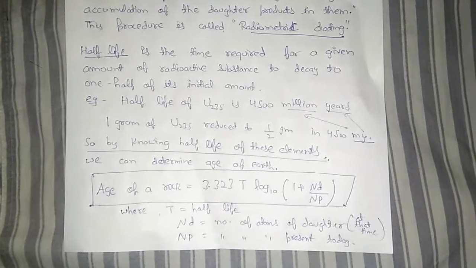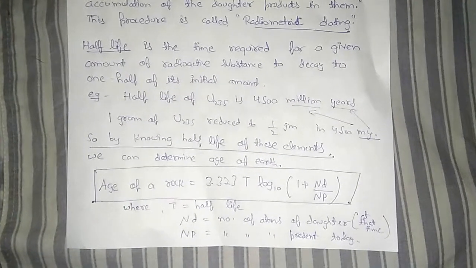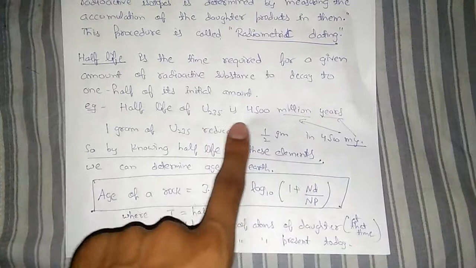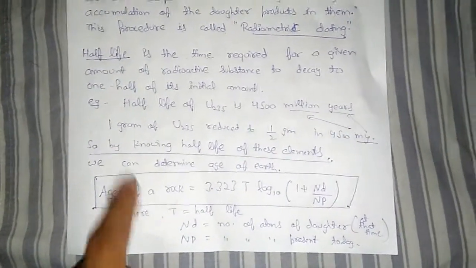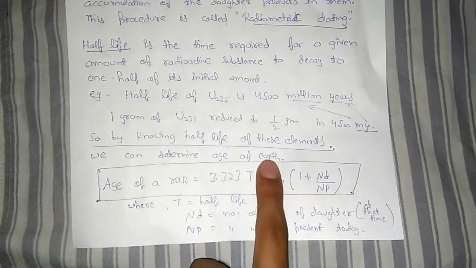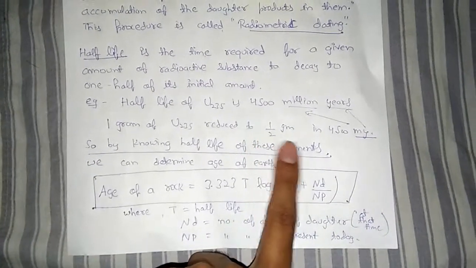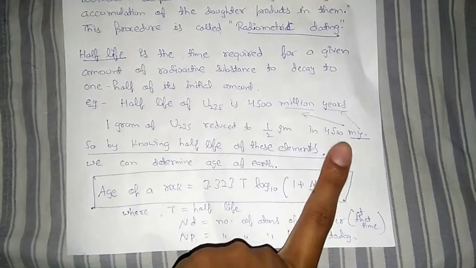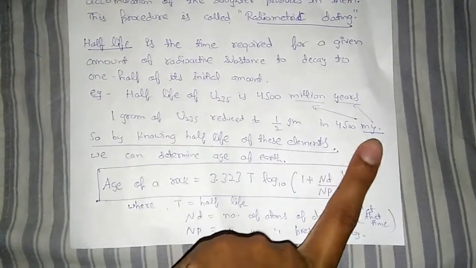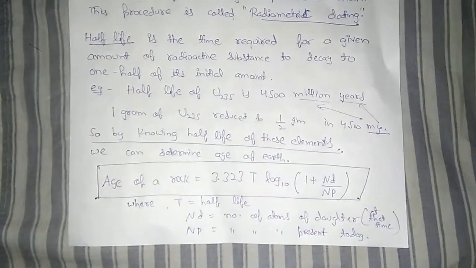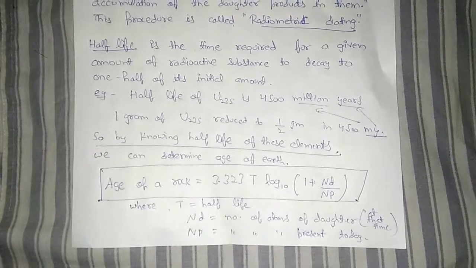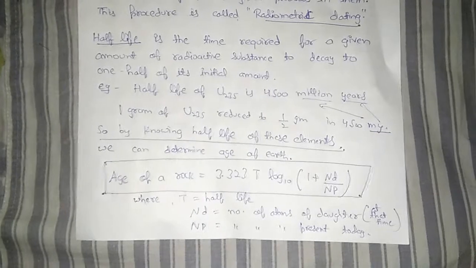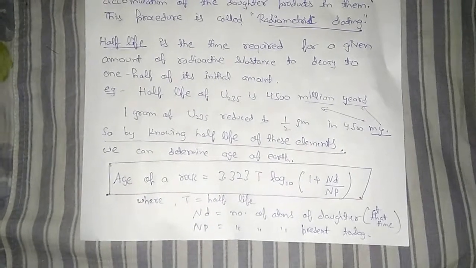I have written an example also here. The half-life of uranium-235 is 4500 million years. One gram of uranium-235 is reduced to half a gram in 4500 million years. MY stands for million years. So this is about the half-life. By knowing the half-life of these elements, we can determine the age of Earth.